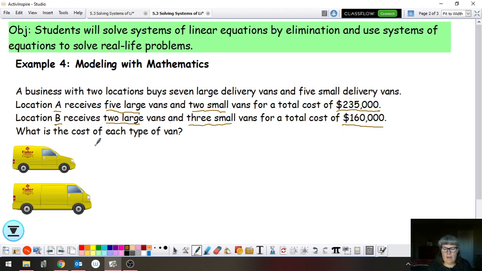So I'm going to identify my variables first, and I'm going to say let X equal the cost, because that's what we're solving for. We're being asked what is the cost. So let X equal the cost of a small van, and let Y equal the cost of a large van. And let's write our system.